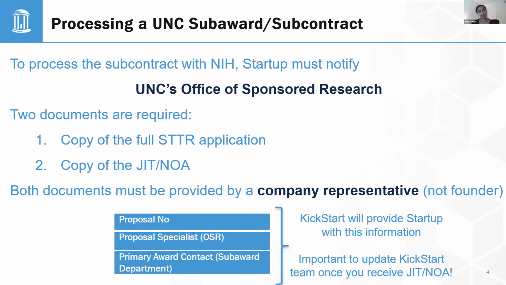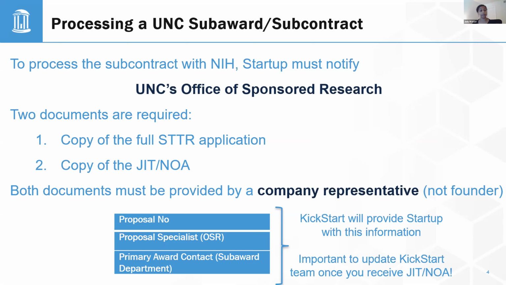In terms of processing a subcontract or a subaward at UNC, as I mentioned earlier, the company has to notify UNC's Office of Sponsored Research. This is because, unlike with academic grants, NIH does not notify UNC once an award has been given to a company. The communication is directly between NIH and the startup company representative, whoever that may be.